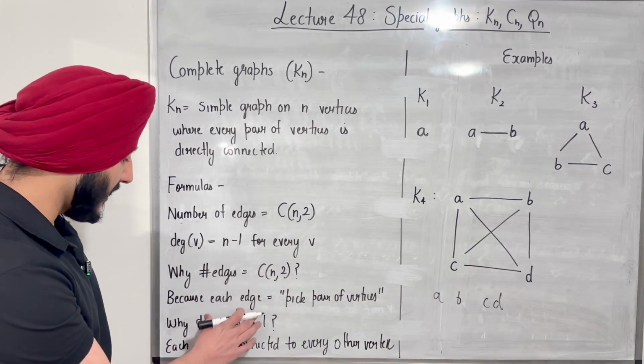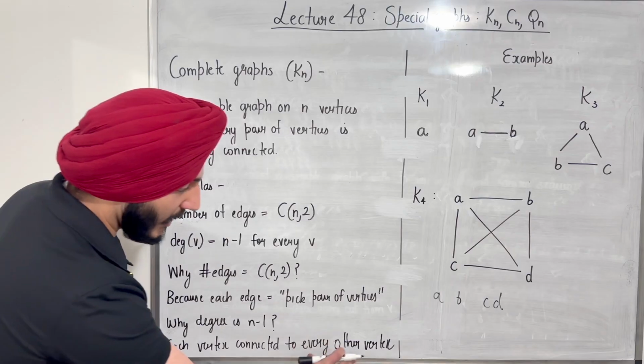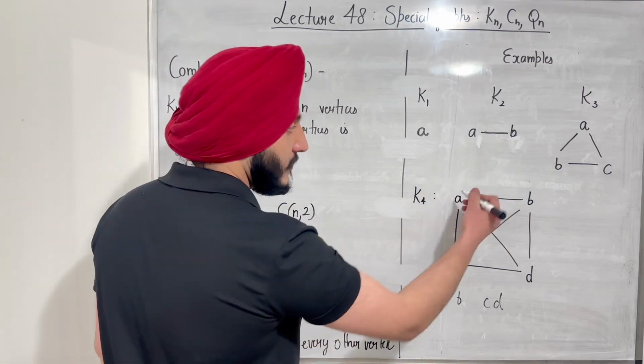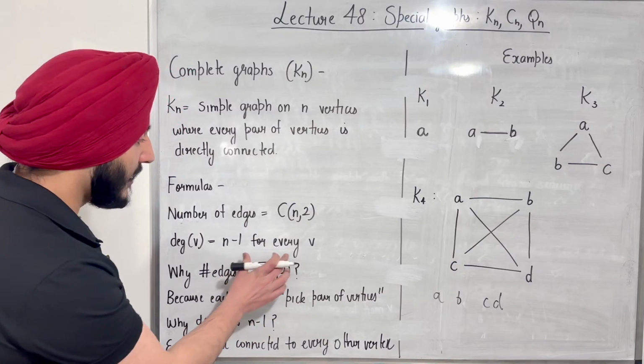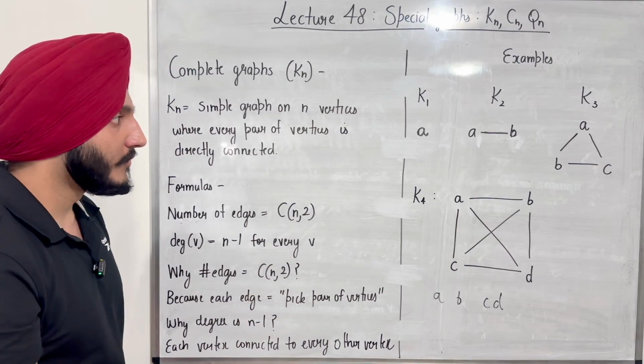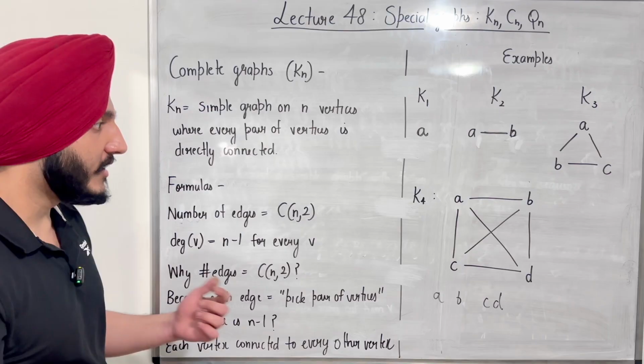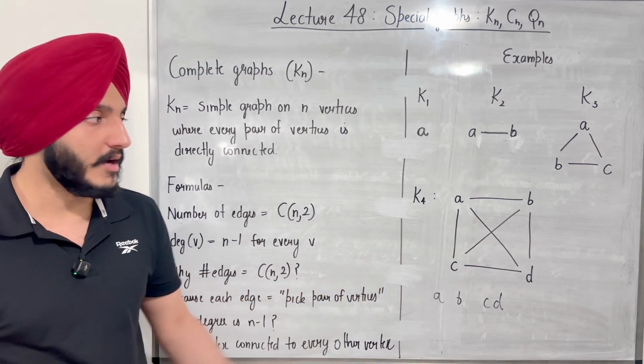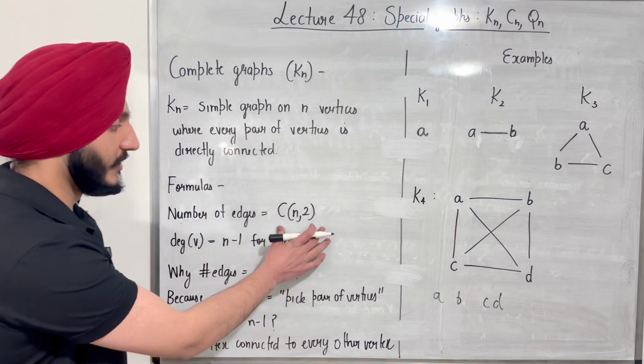So I've given the explanation as well. Each vertex is connected to every other vertex and not itself. If we had loops, then every vertex would have degree n. Okay, I hope you were able to understand this. Now let's quickly solve this K4 example and show you how these formulas work.